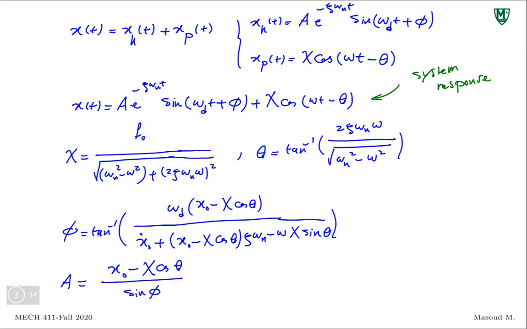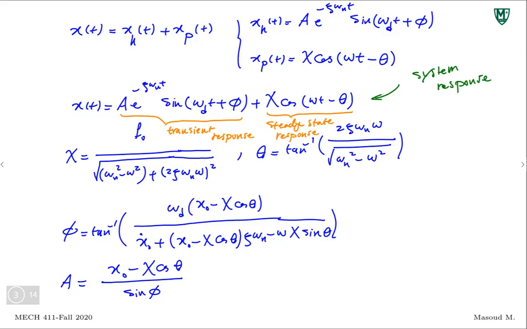Now, one important thing about this: we have two parts in this system response. One is coming from the homogeneous solution, one is coming from the particular solution. The part that is coming from the homogeneous solution is called transient response. And the part that is coming from the particular solution is called steady state response.